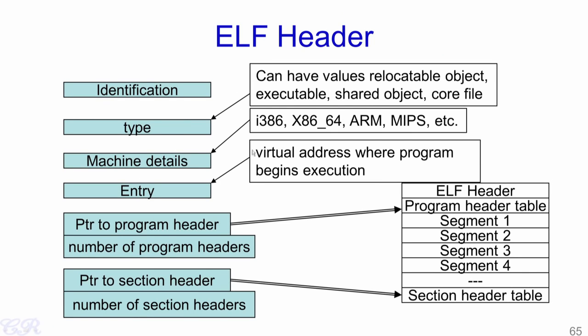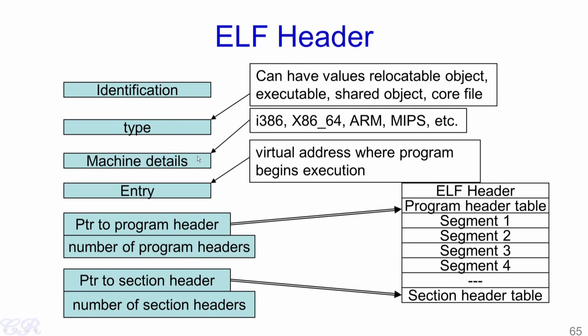So, we will start with the ELF header. The ELF header contains various parameters, and these are just a few of the parameters which are present. The ELF header starts with an identifier. This identifier is essentially a magic number which is used to identify whether this file is indeed an ELF file. Second, there is the type. The type would tell the type of this ELF file. The type could have a value of executable, relocatable object, shared object, core file and so on.